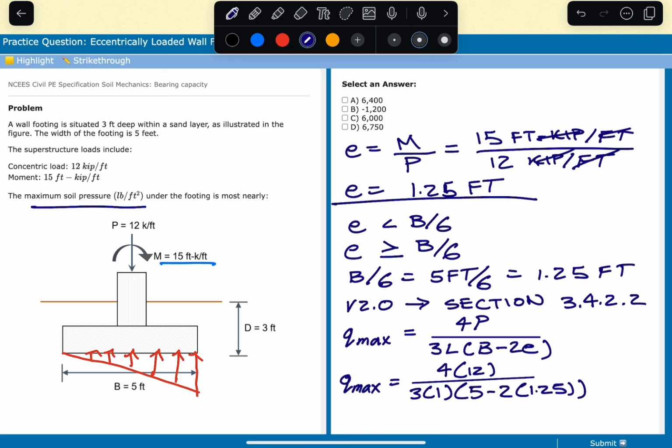Now just solving this whole thing, we get 6,400 PSF. And that's going to be the maximum pressure at this point over here per foot of footing as you're coming in and out of the page. The answer here is A, of course.